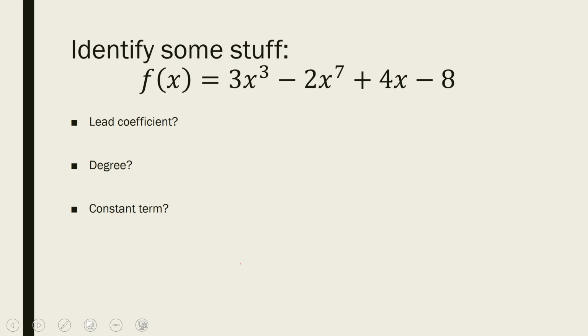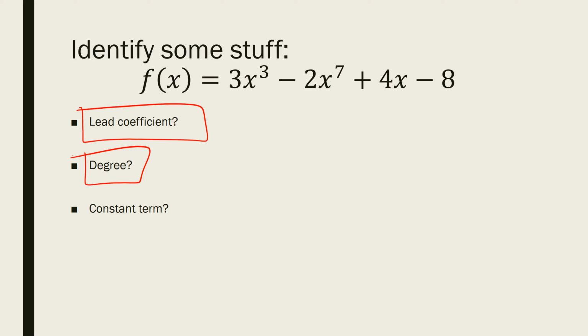We're going to identify some stuff. First of all, let's look for the lead coefficient, the degree. They kind of go together, right? Look at this polynomial here. I have 3x to the third minus 2x to the 7 plus 4x minus 8. Is it in standard form? Actually, it's not in standard form. And the reason why is because, look, the exponent 7 is behind the exponent 3. So let's put it in standard form quickly by simply rearranging those first two terms. So -2x to the 7 plus 3x to the 3 plus 4x minus 8.